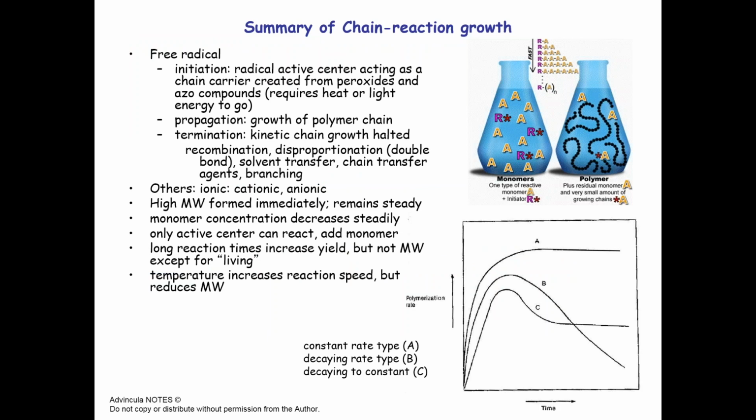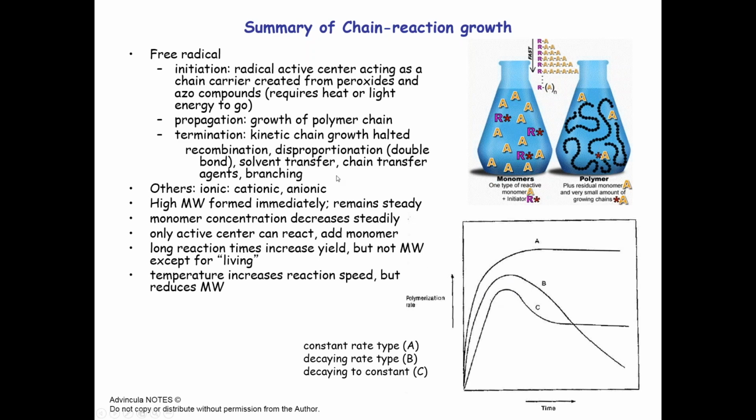In a free radical reaction, this can occur by recombination or disproportionation, but some of the complications can come from chain transfer, either through the solvent, the chain transfer agent, or the polymer itself. Thus, as you can see in this plot, the polymerization proceeds with the formation of a high molecular weight at the beginning of the reaction, and then through the rate constant type, you can have a decaying rate, constant rate, or decaying to constant rate.